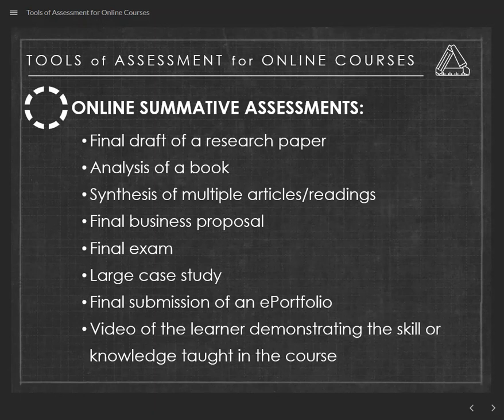Maybe it's the final submission of an e-portfolio, or you've got maybe a video of the learner demonstrating the skill or knowledge taught in the course. And so, these would be ways to do some online summative assessments.